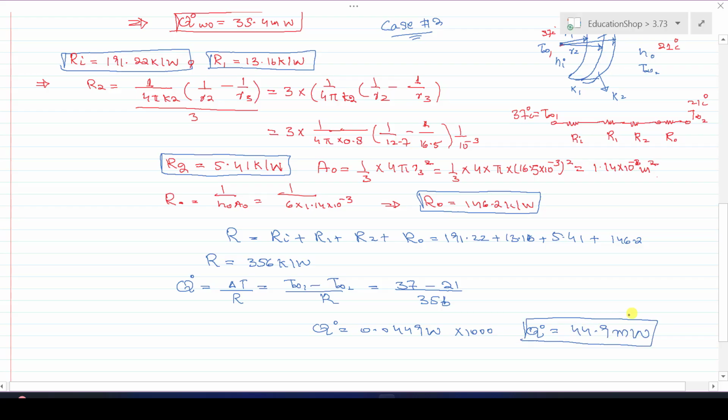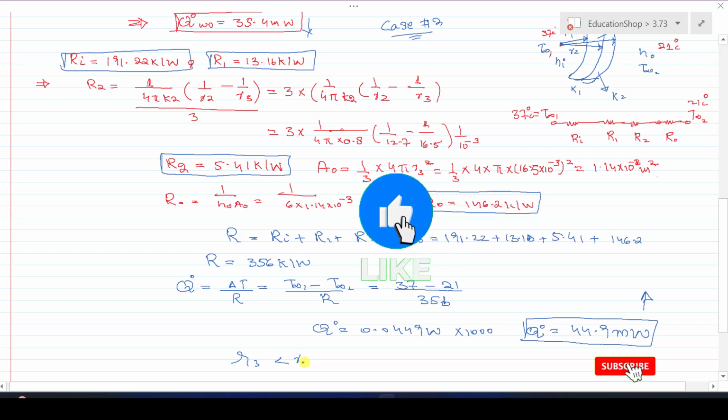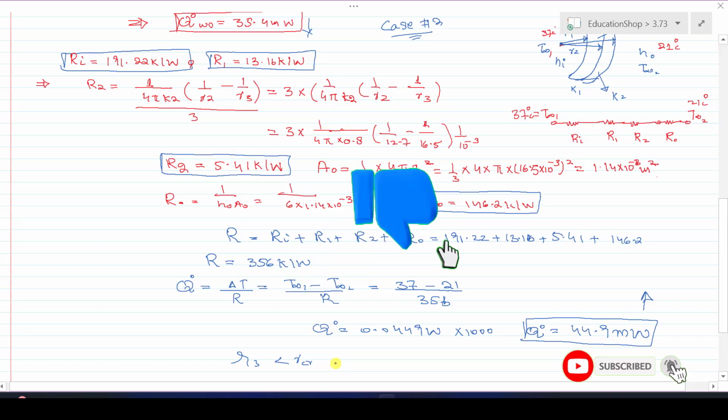If you compare, the amount of heat transfer in the second case is more as compared to the first case. In the first case, the amount of heat transfer is less. Why did it happen? Because the R3 value, the outside radius of the contact lens, is less than the critical radius. That's why more heat transfer occurs.